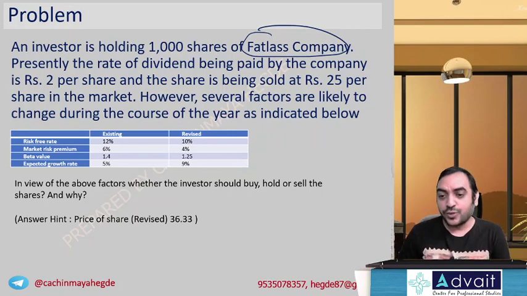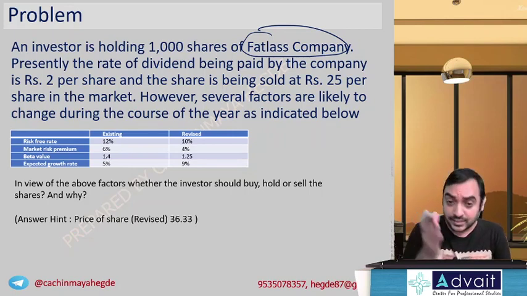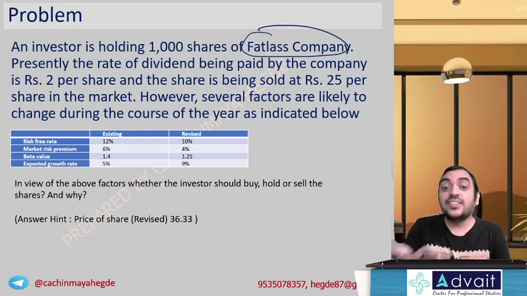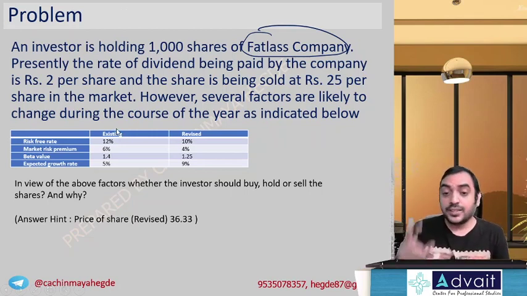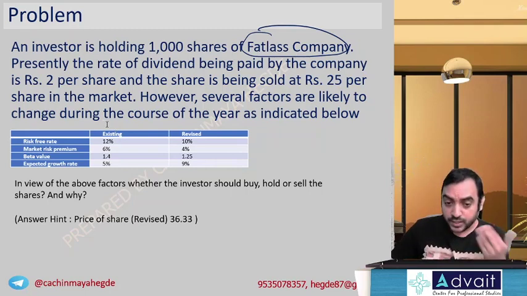So basically we have to calculate the existing value of the share and, based on the revised terms, what the value of the share will be. If the revised terms are good, we'll say continue to hold and buy. If the revised terms are bad, then we'll say sell it off. Under both methods, we will calculate the CAPM return, and based on the CAPM return, we'll calculate the value per share.